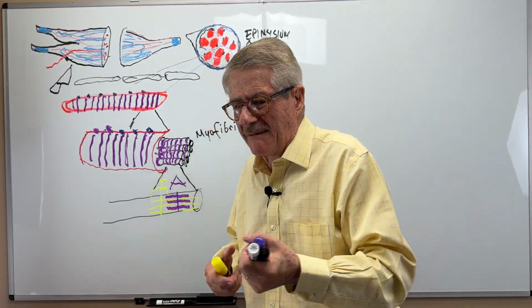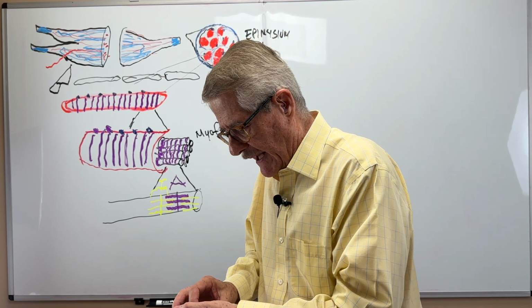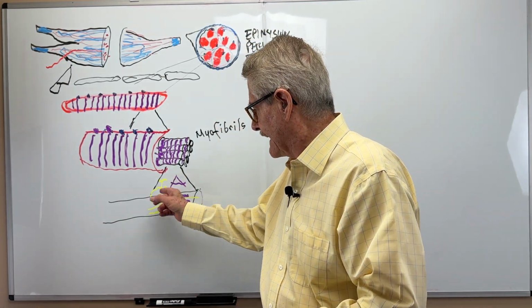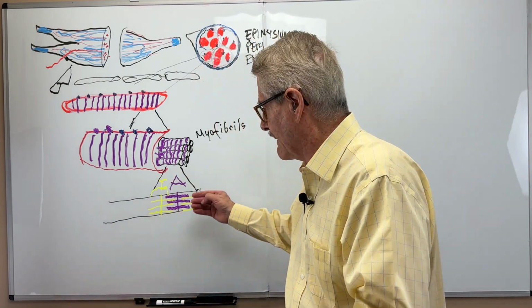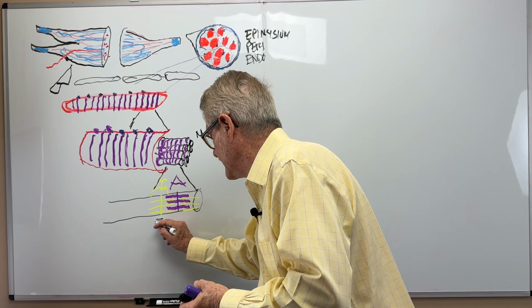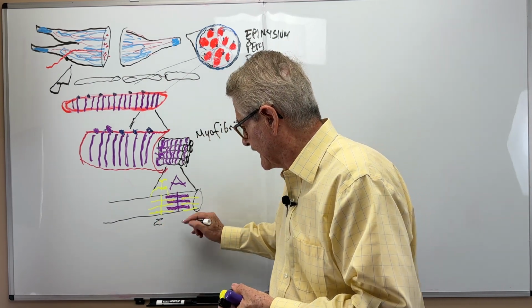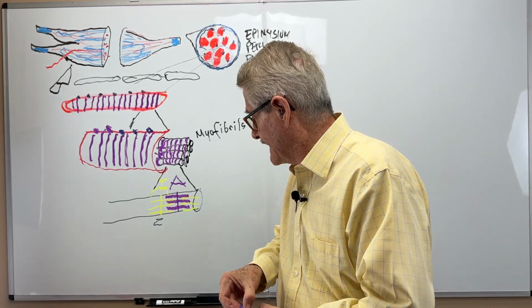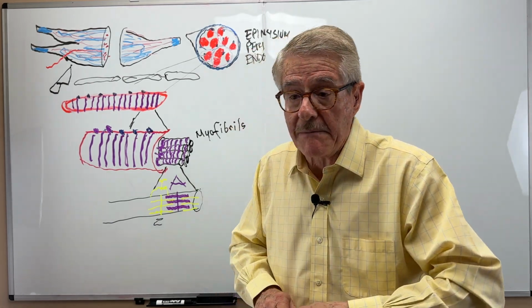Now, we do have other letters to remember. For example, the band that joins together the filaments of actin is called the Z line. And the one that joins together the myosin filaments is called the M band.